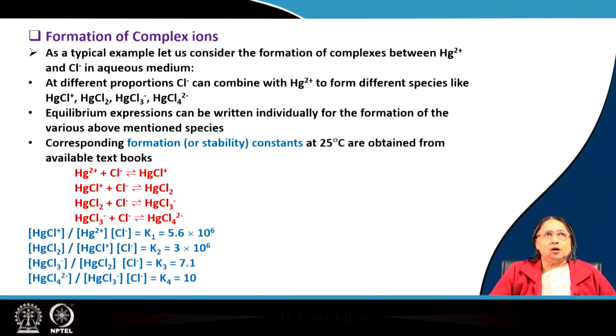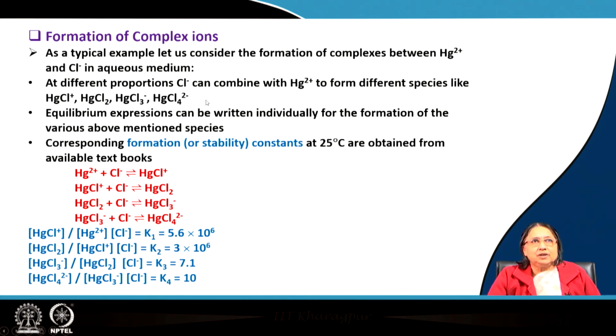Now, formation of complex ion. What is the complex ion? Here it is shown as a typical example. Let us consider the formation of complexes between mercury 2 plus and chloride. Why am I saying it is complex? Because in different proportions chloride can add up to mercury 2 plus to form different species. At different proportions it can add.